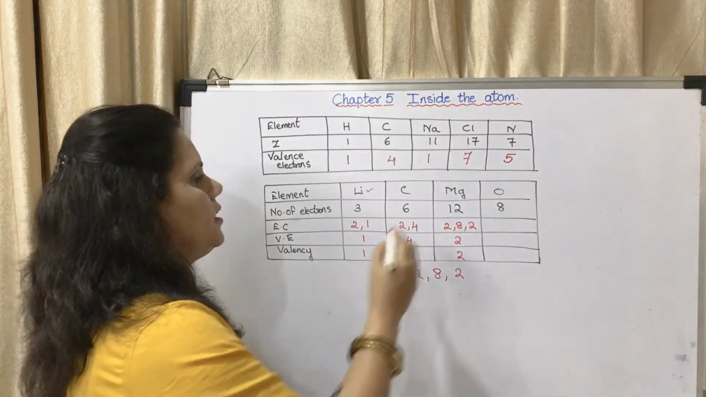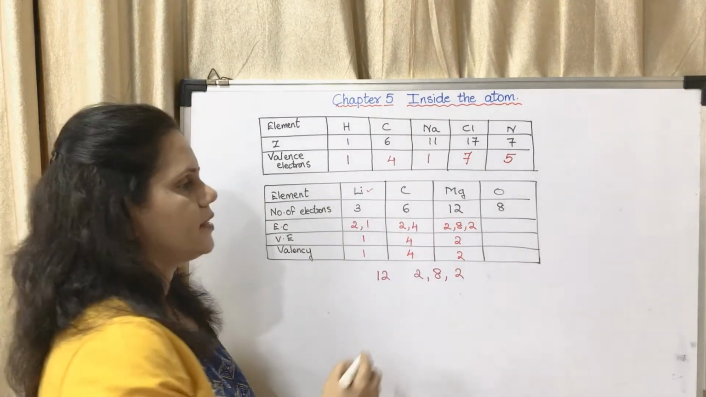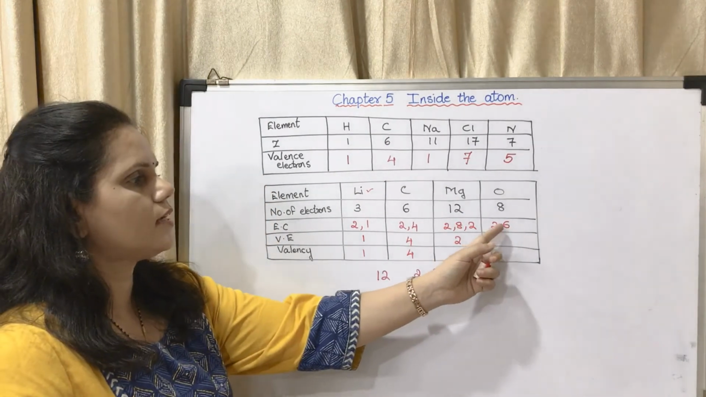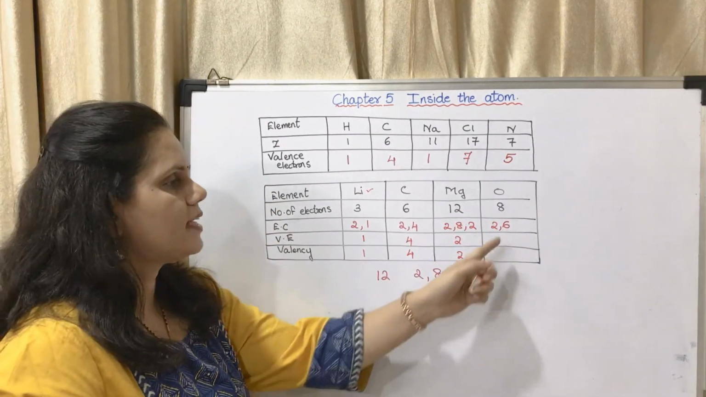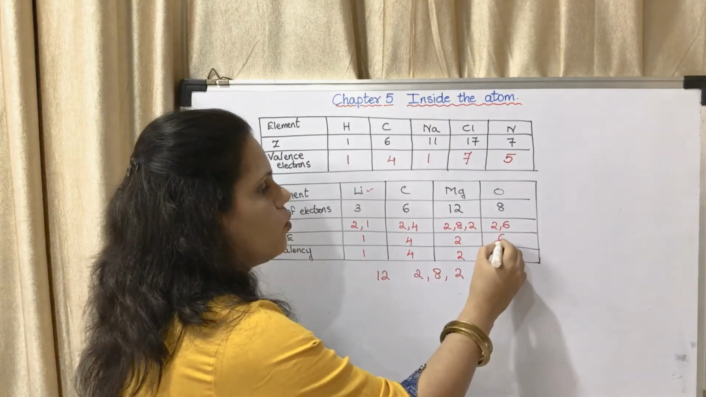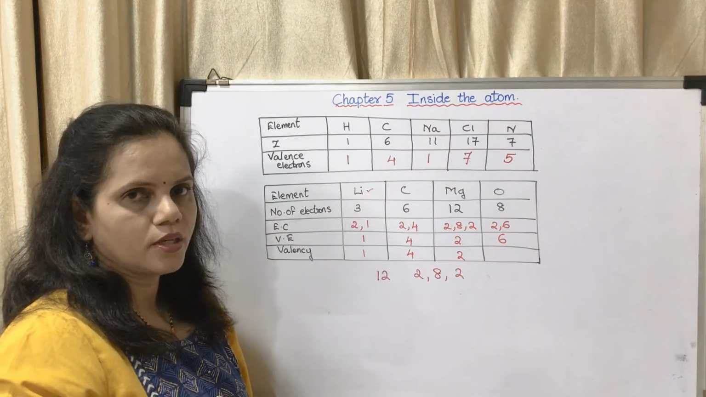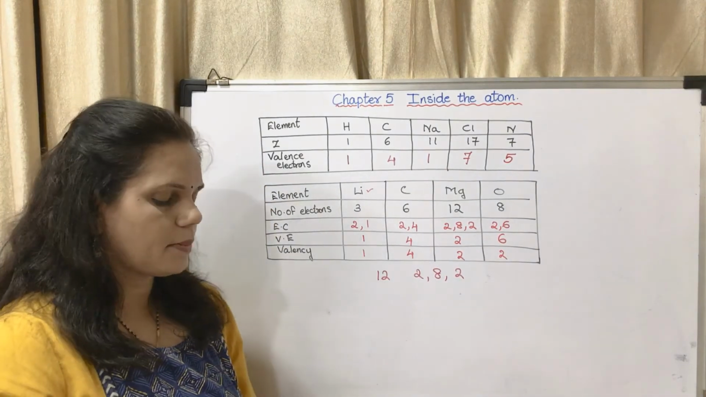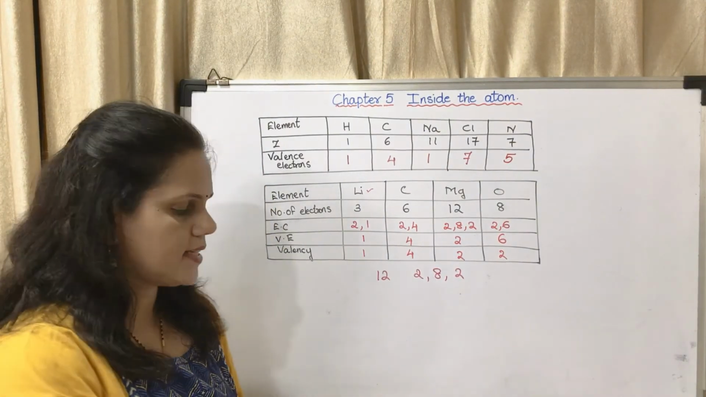So oxygen, the number of electrons is 8. So its electronic configuration is 2, 6. The total should come to this number. Valence electron is 6. What will it do? It will gain 2. So its valency is 2. Okay. So this is about the valency and valence electrons.